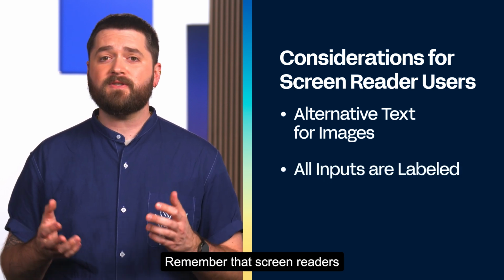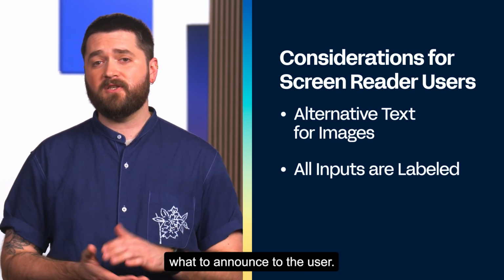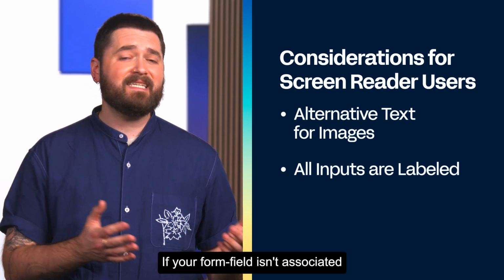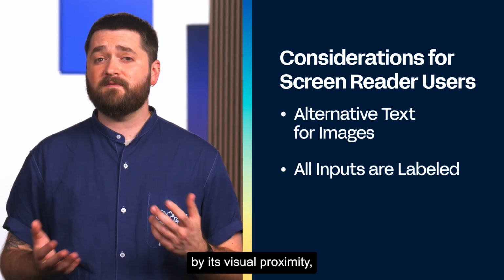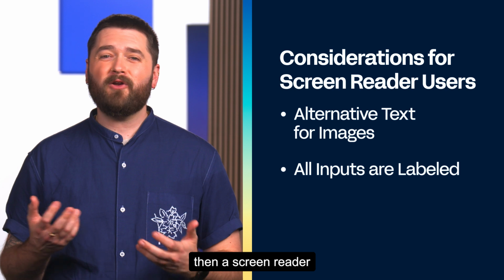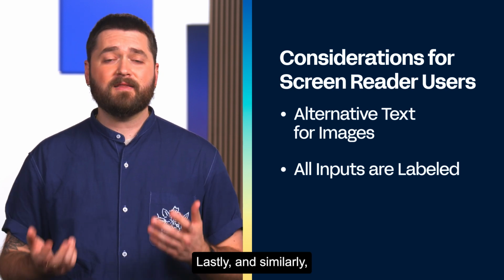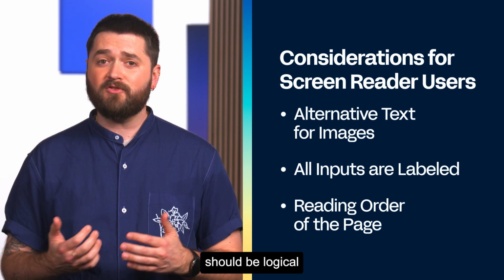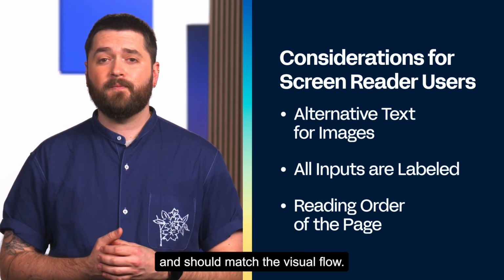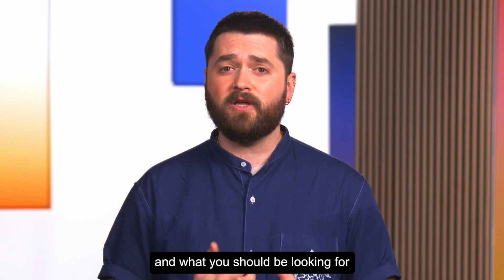Remember that screen readers use the code behind the page to determine what to announce to the user. If your form field isn't associated with its label in the code, but is only associated by its visual proximity, then a screen reader won't be able to make that association and communicate it to the user. Lastly, and similarly, the reading order of the page should be logical and should match the visual flow. We'll talk more about how to test with a screen reader and what you should be looking for in a future Level Up session.